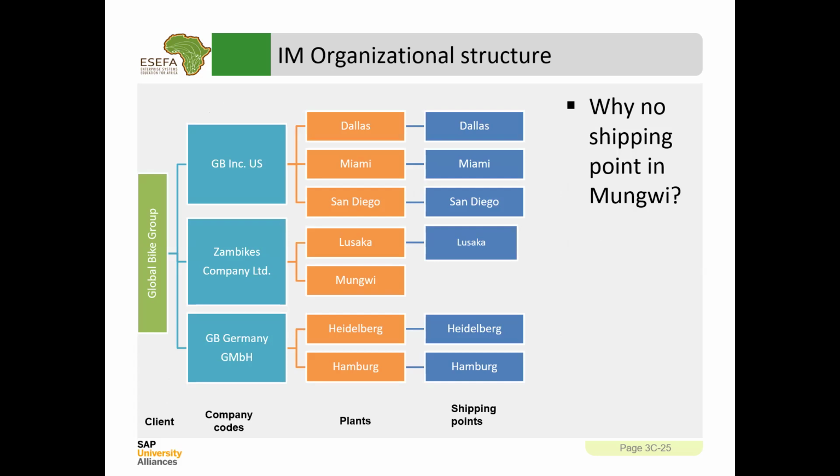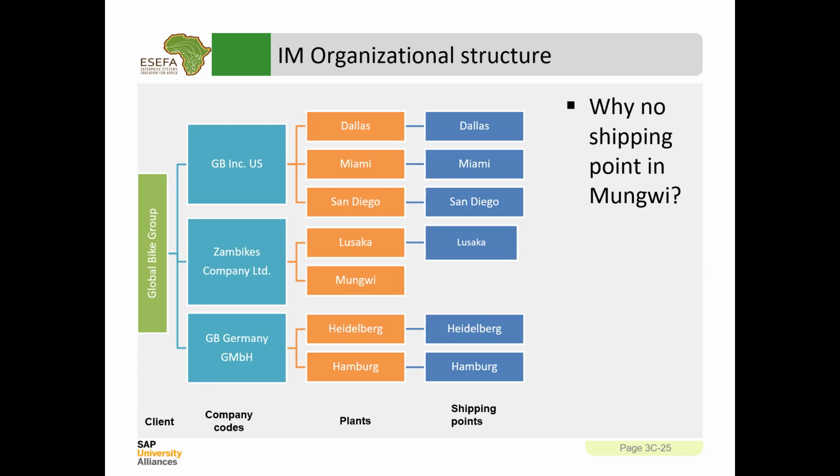From this, we see there's a client called the Global Bike Group. The client has 3 company codes: GBI Germany, GB Incorporation in the US, and the Zambike company, which is our case study. So the Zambike company is just a company code in the Global Bike Group. Zambike has 2 plants, a plant in Lusaka and a plant in Mungwi.